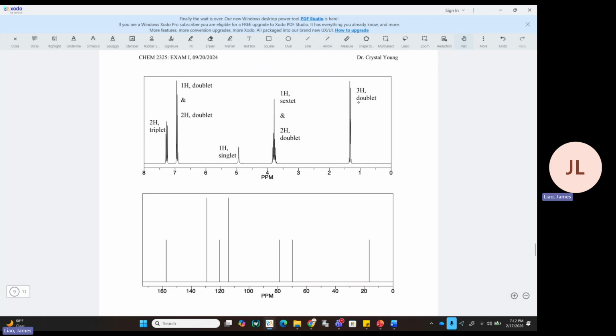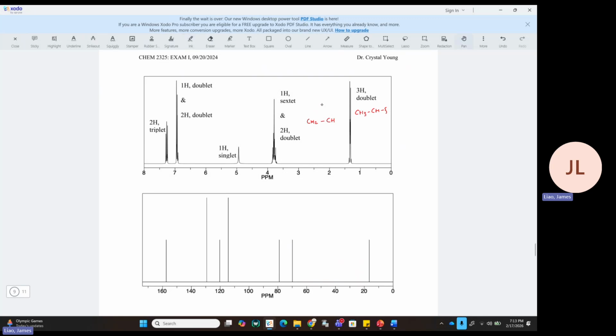What we have here is a 3H doublet, which means we have a CH3 next to a CH, and only that. Then we have a 1H sextet and a 2H triplet. Let's start off with the 2H. Oh, sorry, if it were a CH2, it has to be a triplet. There we go, my bad. So a CH2 next to a CH. That's better.